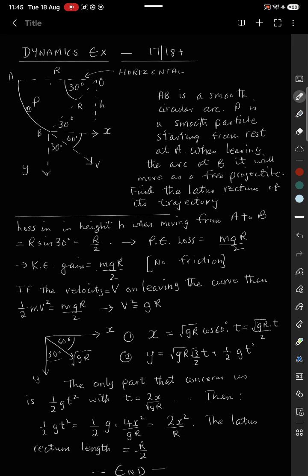Now, the only part in the second equation that we need to concern ourselves about is the half gt squared. And half gt squared, we want to find the value of that when t equals 2x over square root of gr. We get that from the first equation. And then half gt squared will be half g times 4x squared over gr, which comes to 2x squared over r. And the latus rectum is simply the reciprocal of the x squared term, which will then be r over 2. And that does it.